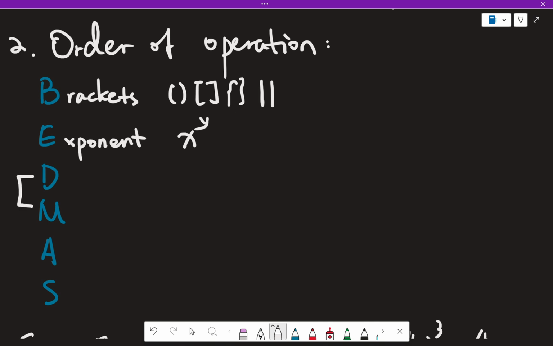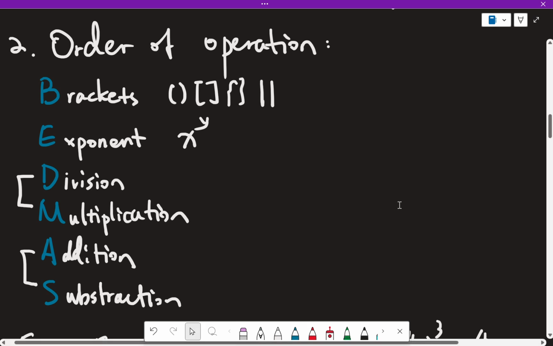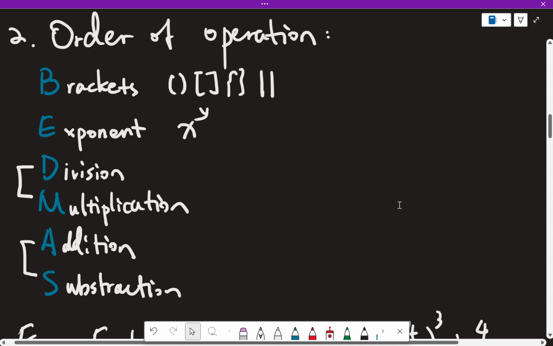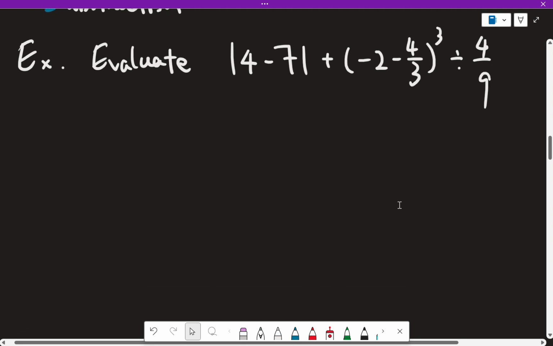D and M have the same priority. D stands for division, and M stands for multiplication. They have the same priority. A and S also have the same priority, where A stands for addition and S stands for subtraction. So knowing the basic order of operations, let's take a look at a relatively challenging evaluation.